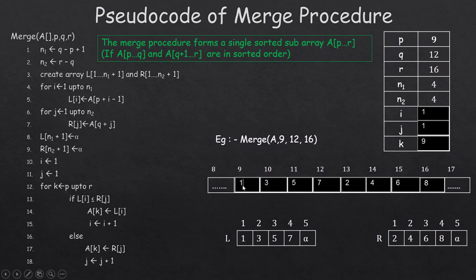So the 1 will be there. Then i will be incremented. i will become 2. Next the for loop will execute for the next value of k. Next value of k is 10.